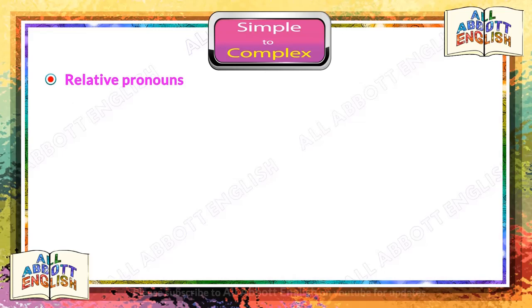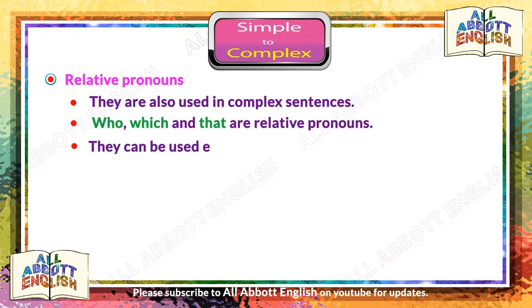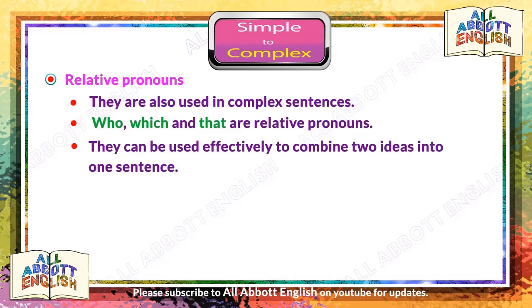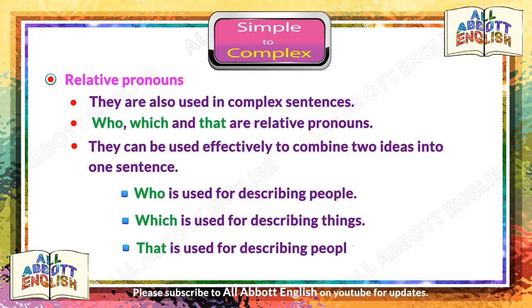Relative pronouns. Relative pronouns are also used in complex sentences. Who, which, and that are relative pronouns. They can be used effectively to combine two ideas into one sentence. Who is used for describing people. Which is used for describing things. That is used for describing people and things.